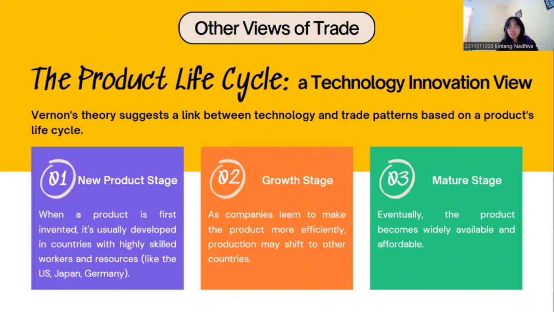As companies learn to make the product more efficiently, production might shift to other countries. And the next one is the mature stage. Eventually, the product becomes widely available and affordable.